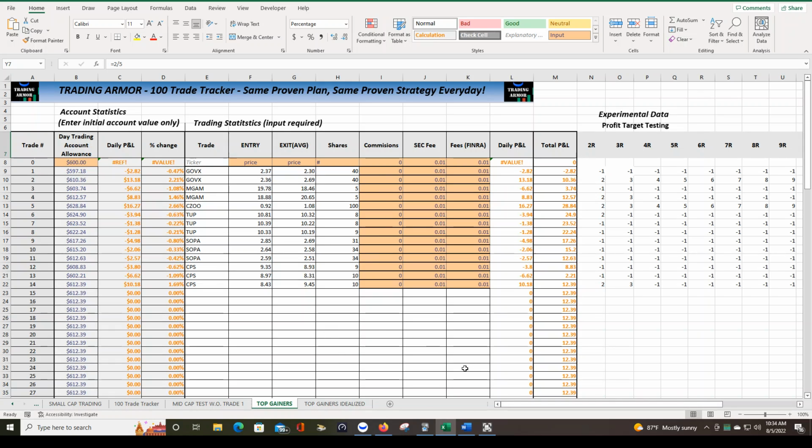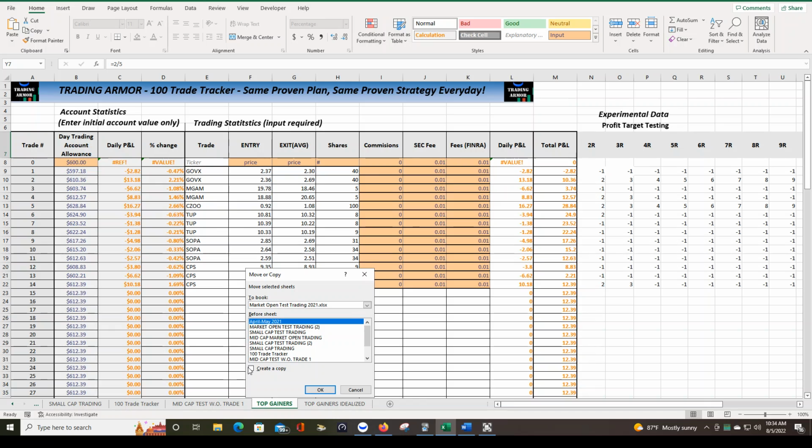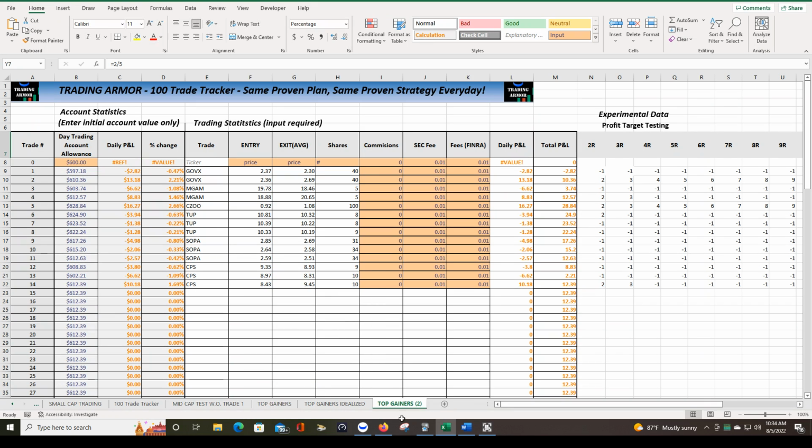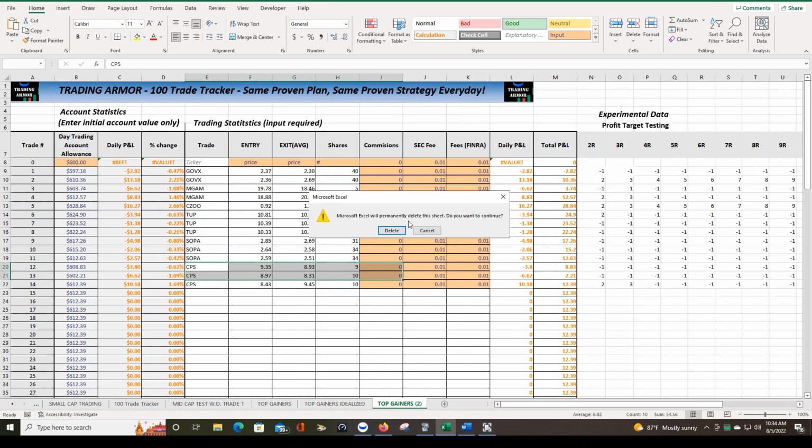So if you don't know how to do it, if you're already tracking some trades on your spreadsheet and you want to make a copy of it and do an idealized version, just right click on the tab of the trading plan or trading spreadsheet, move or copy, then create a copy, and then you could kind of move it to the end. I'll do another one here, and it'll pop up right here, and then you can go in and edit out, delete trades that you don't want in the spreadsheet, and you can get your idealized results.